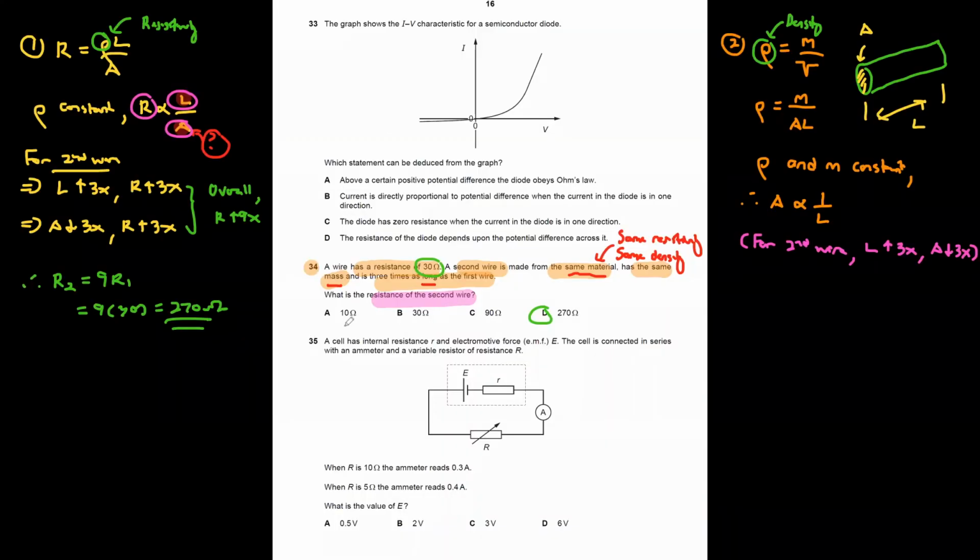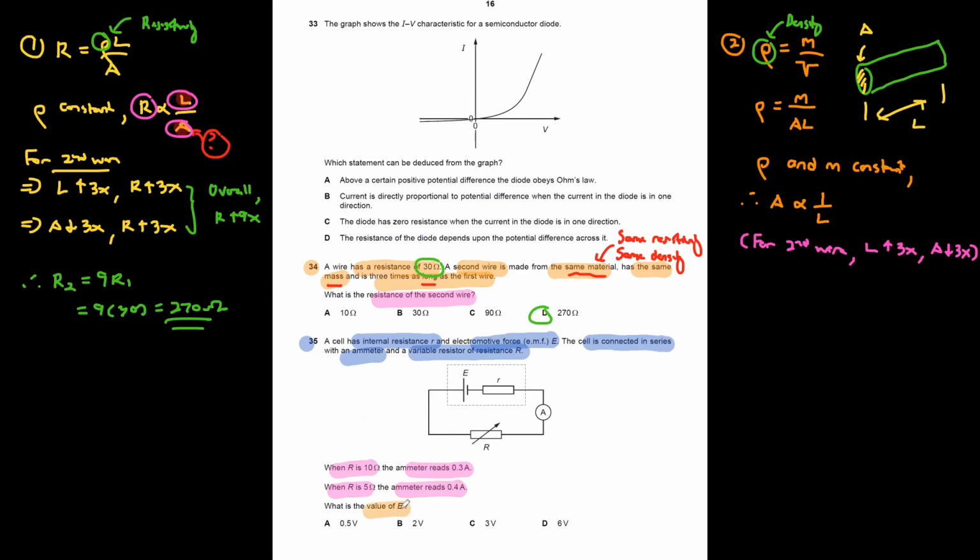Now in question 35, a cell has internal resistance r and electromotive force E. The cell is connected in series with an ammeter and a variable resistor of resistance R. Then they mentioned to you this, when R is 10 ohms, the ammeter reading is 0.3 amps. When R is 5 ohms, the ammeter reads 0.4 amps. What is the value of E? What is the value of your EMF here?